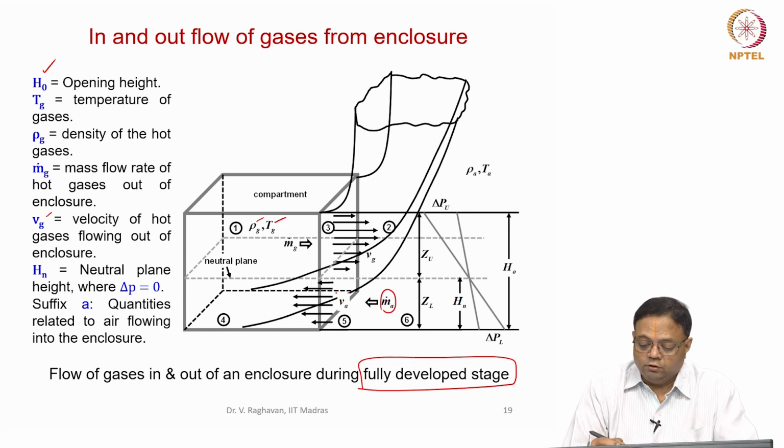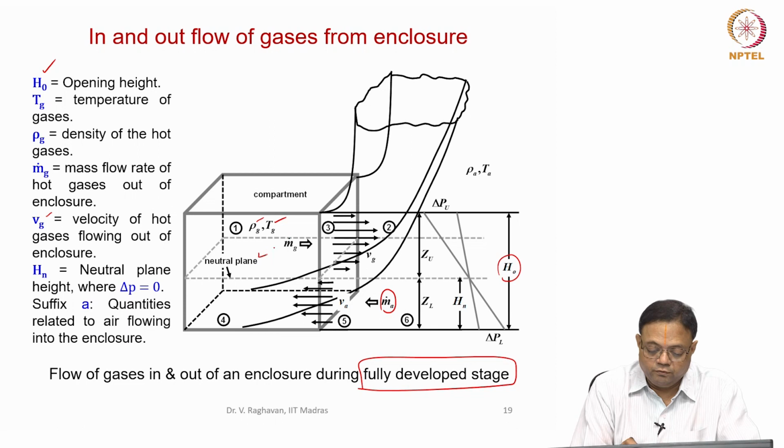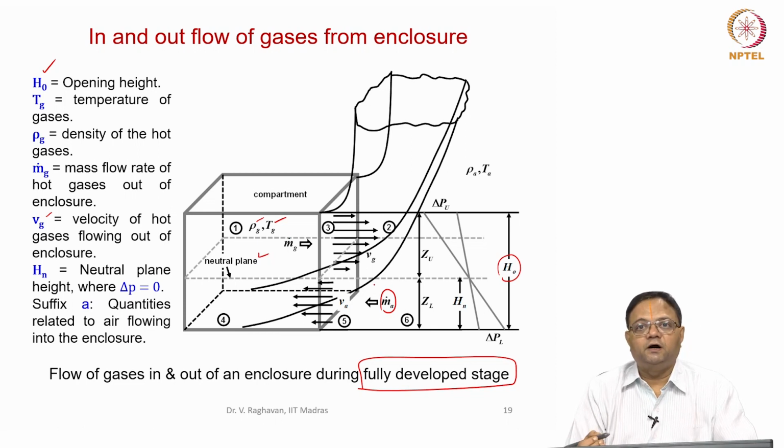Now you can see that out of the opening height h0, there is a layer which is called neutral plane, which actually separates the incoming and outgoing flows. Above the neutral plane, the hot gases go out, and below the neutral plane, there is the movement of air into the compartment.